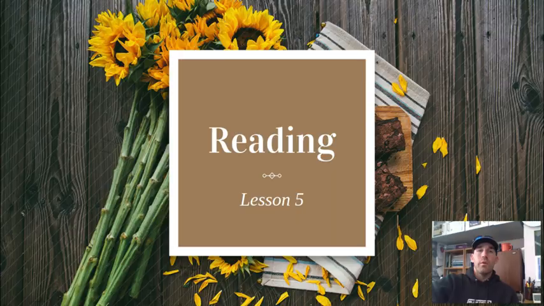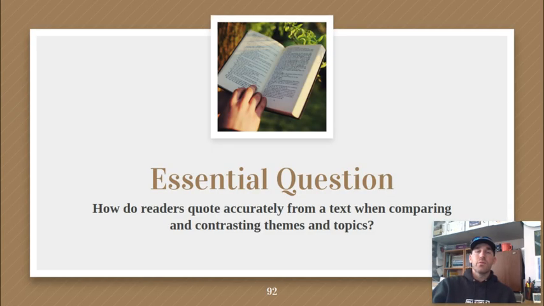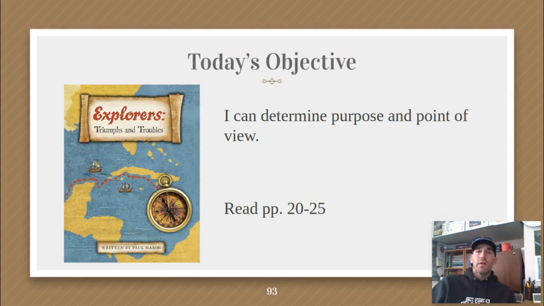Without further ado, today's enduring understanding is learners understand that explorers have had both positive and negative effects on societies. And our essential question, once again, is how do readers quote accurately from a text when comparing and contrasting themes and topics? We're going to be looking at the purpose and point of view. Our objective says I can determine purpose and point of view, and we'll be figuring out what the author's purpose is for writing this and what their point of view or perspective about this event is.